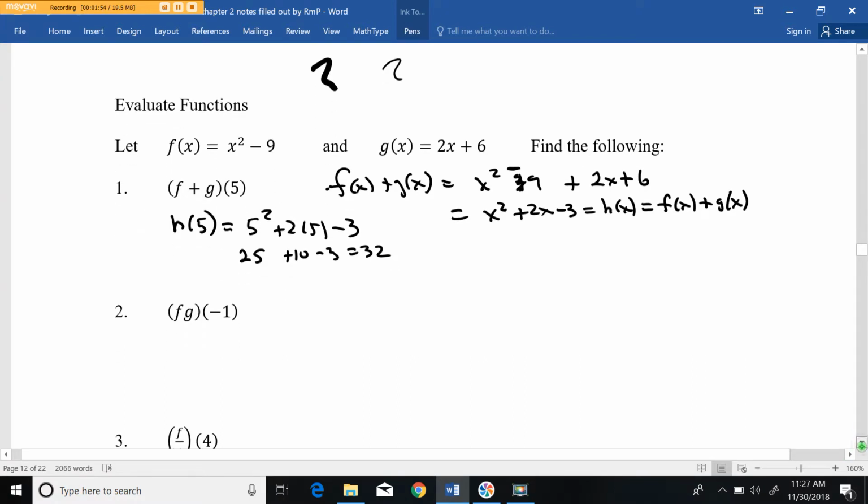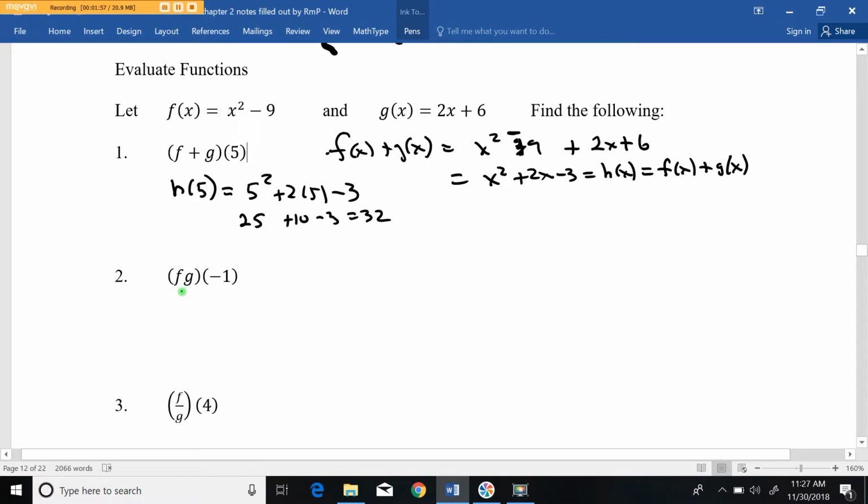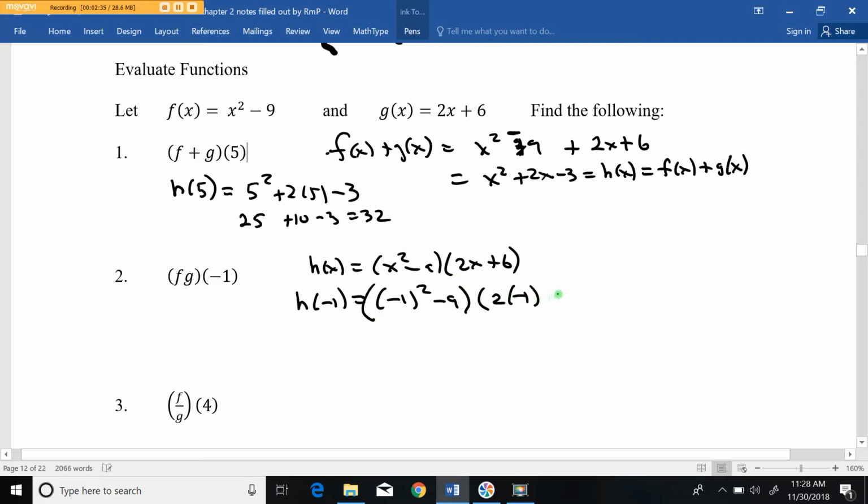All right, next one. This one reads (f times g) of minus 1. Let's start by finding f times g, and I'm going to call that a new function, h, which is equal to f, x squared minus 9, times g, 2x plus 6. There's my new function. Now we could distribute this if we want, but there's really no reason to. What we're interested in is evaluating that function when x is equal to minus 1. So we're looking for h of minus 1. That's going to be minus 1 squared minus 9, times 2 times minus 1 plus 6.